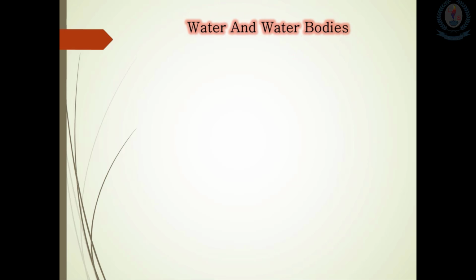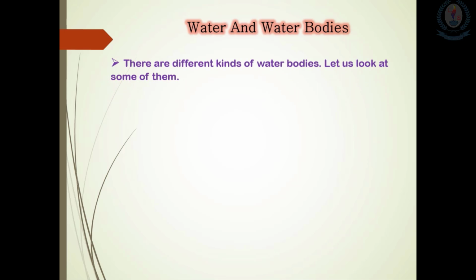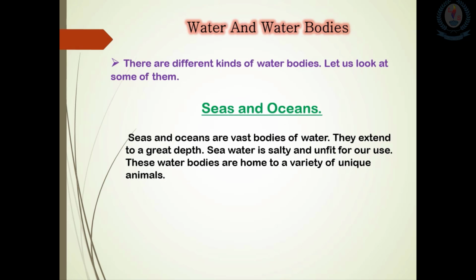Children, now let's move to the next subtopic, that is water and water bodies. Children, there are different kinds of water bodies. Let us look at some of them. The first one is seas and oceans. Seas and oceans are vast bodies of water. They extend to a great depth. Seawater is salty and unfit for our use. These water bodies are home to a variety of unique animals.